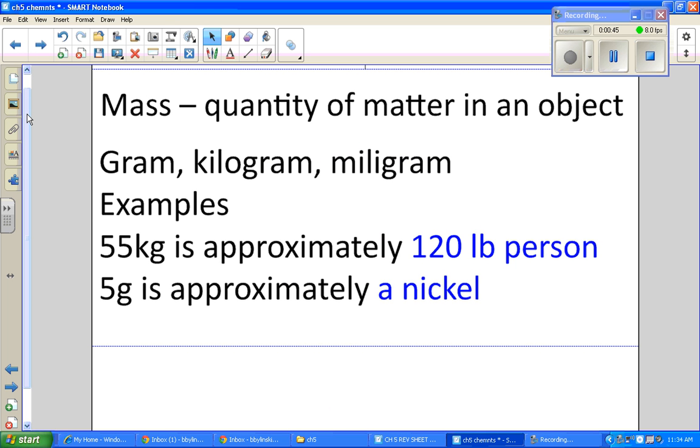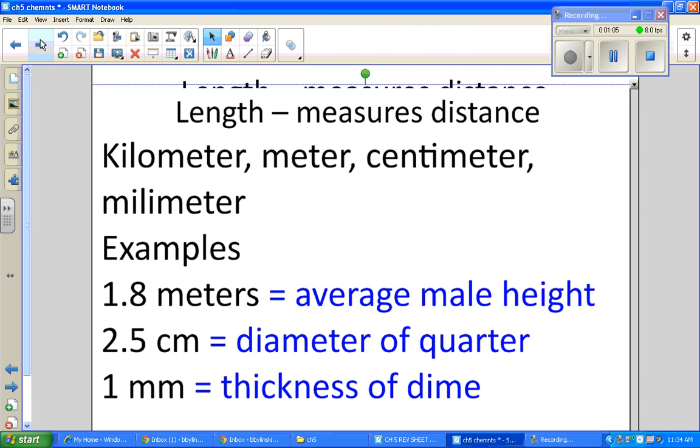Okay, now just some descriptions of each of these. Mass means the quantity of matter in an object. For example, gram, kilogram, milligram. A 120-pound person would be approximately 55 kilograms, and a nickel on the smaller scale would be about 5 grams. So just to give you some comparisons.